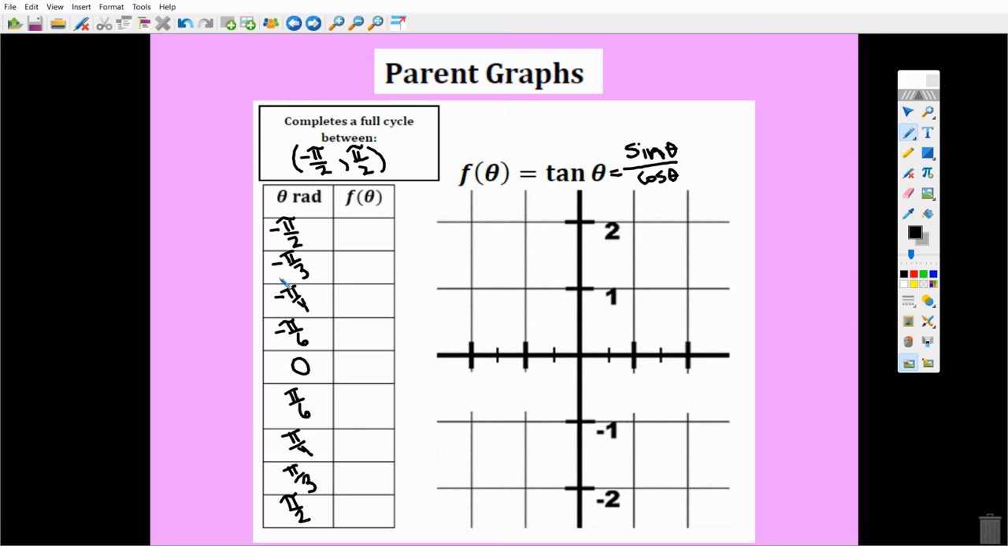So I'm going to go ahead and fill these in. We said that here it's undefined. This one was negative 1.7. This one was negative 1, negative 0.6. This was 0. This was 0.6. This was positive 1. This was 1.7. And then we have back to undefined.